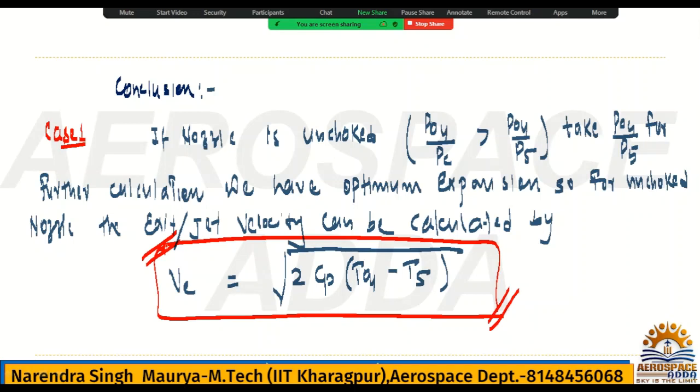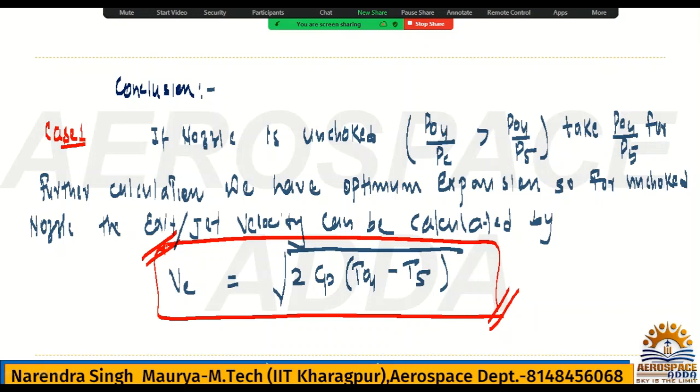How to check whether the nozzle is choked or not? By the formula P naught 4 by PC. If it is greater than P naught 4 by P5, then you say the nozzle is unchoked, then you write the exit velocity by this formula and go for the calculation of thrust. That's the reason it is given for further calculation, meaning for the calculation of thrust. So what jet velocity will you write? V is equal to root of 2 cp (T naught 4 minus T5).